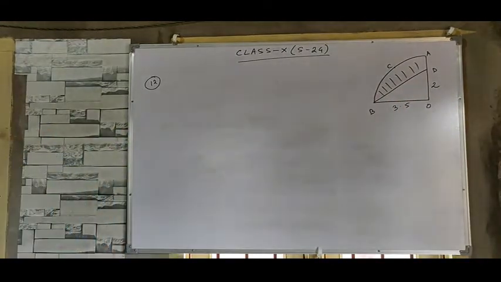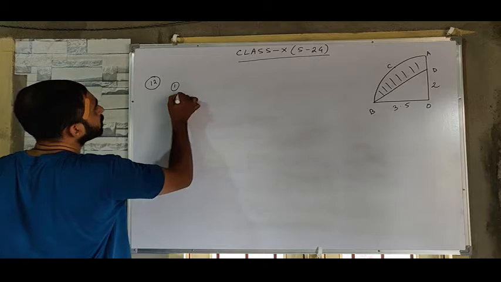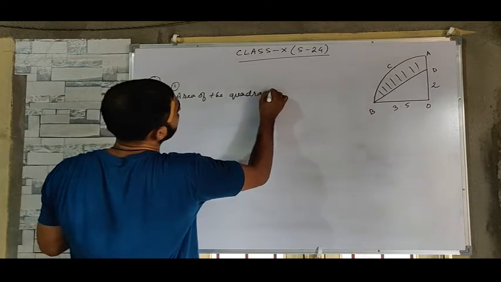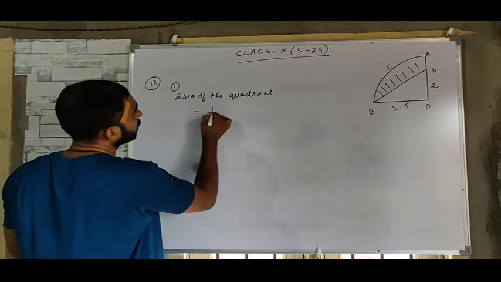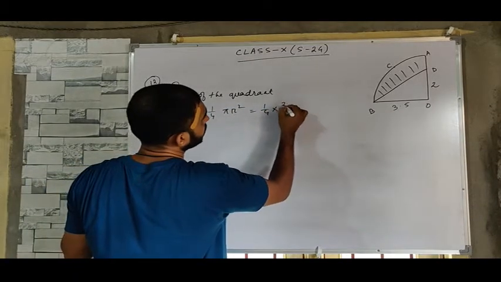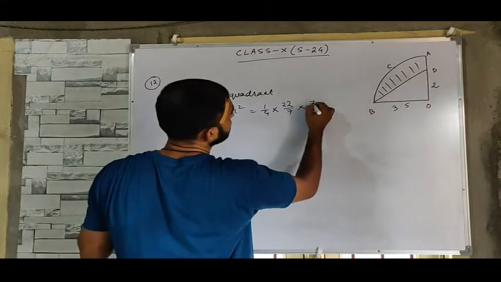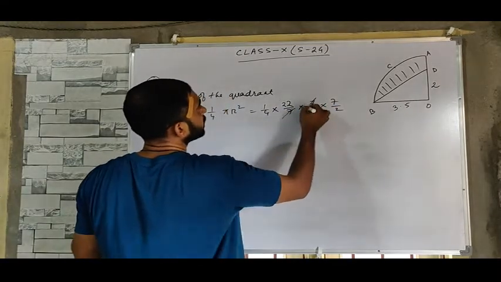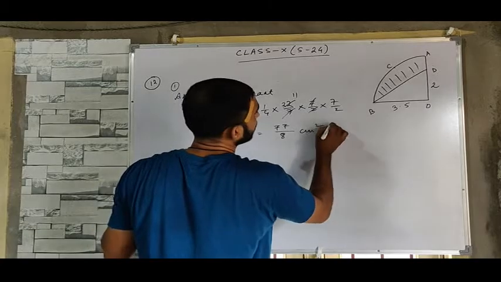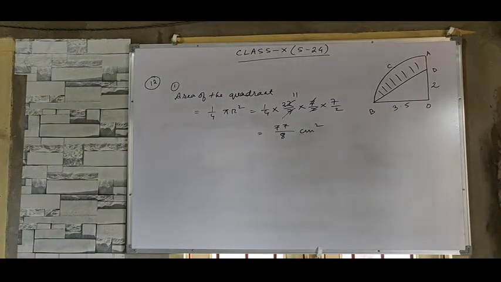Yes. So first of all, find the area of the quadrant. Number 1, area of the quadrant equal 1/4 pi r square. 1/4 pi into 22/7 into r square, 7/2 into 7/2. Cancel 2 11. So 77/8 square centimeter. So this is the area of the quadrant.